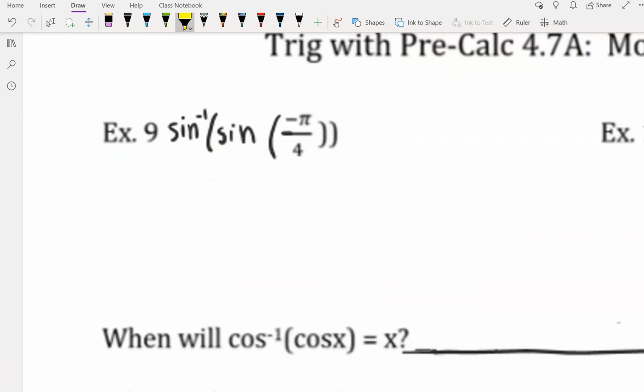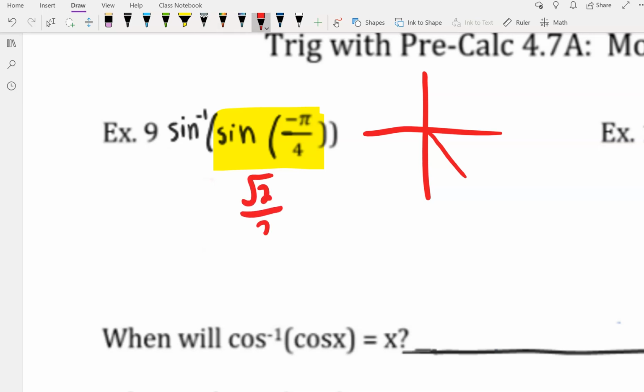This one, always start on the inside. Let's take just sine of negative pi over 4. Again, I think it helps to draw these sometimes. Sine of negative pi over 4, that's going to be in this quadrant here. And our answer is going to be root 2 over 2. And then we have to determine if it's positive or negative. A smart trig class. It's going to be negative in that quadrant. So we have negative root 2 over 2. And then we need to find inverse sine of that.